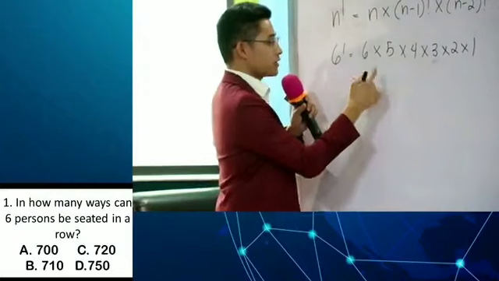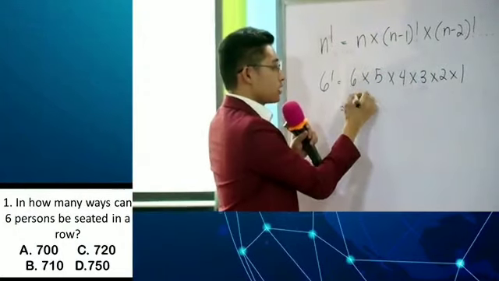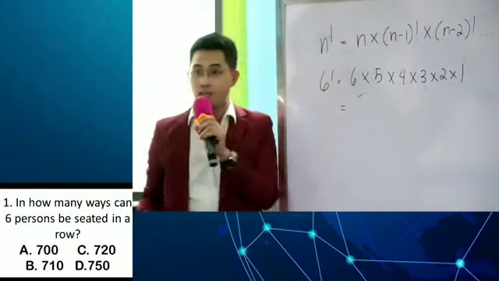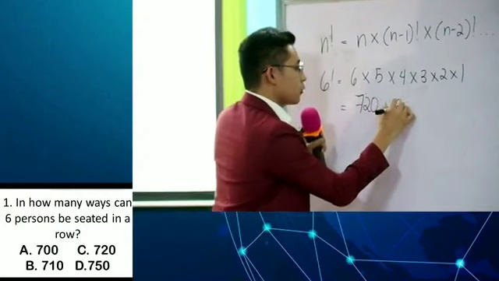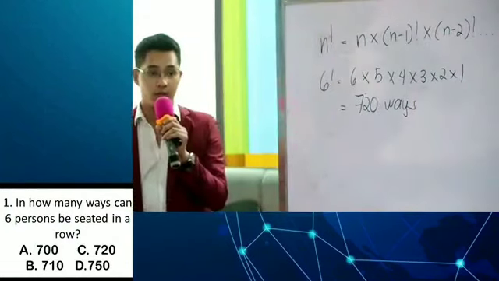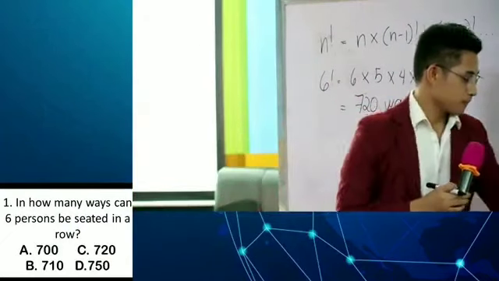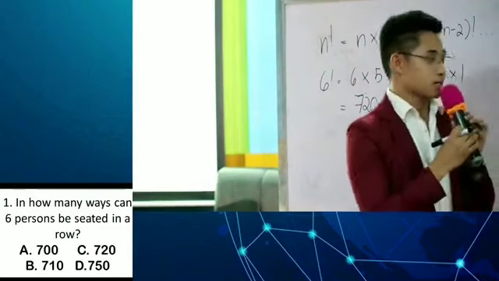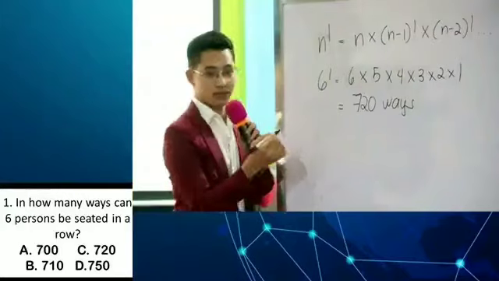So, 6 times 5 is 30, times 4 is 120, times 3 is 360, times 2 is 720, times 1 is 720. So there are 720 ways to arrange 6 persons in a row. Okay? So next question.